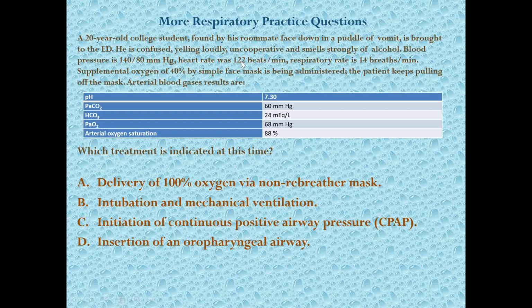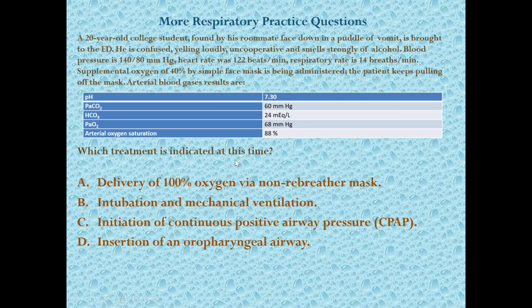All right, so let's do our first scenario. We've got a 20-year-old college student. They were found by their roommate face down in a puddle of vomit and brought to the emergency department. The patient is confused, yelling loudly, uncooperative, and smells strongly of alcohol. Imagine that. Blood pressure is 140/80, heart rate is 122, and the respiratory rate is 14. Supplemental oxygen of 40% by simple face mask is being administered, but the patient keeps pulling off the mask, and so here are your arterial blood gases. What treatment do you think is indicated at this time?